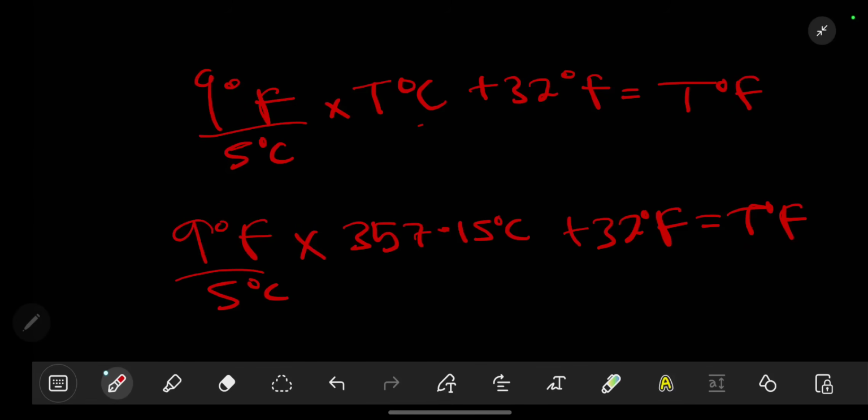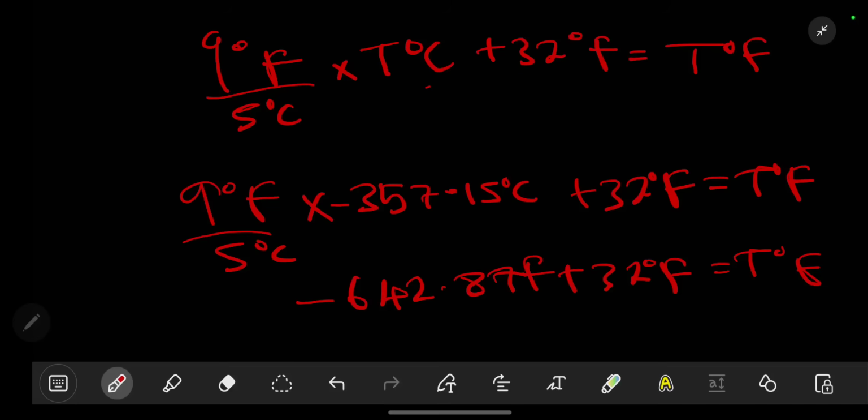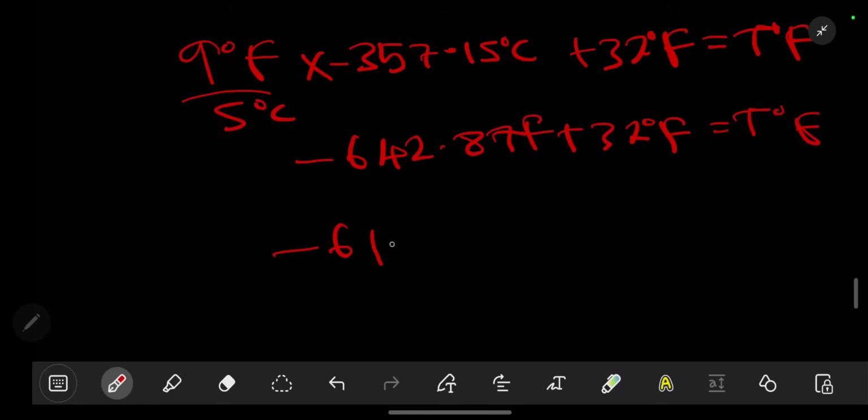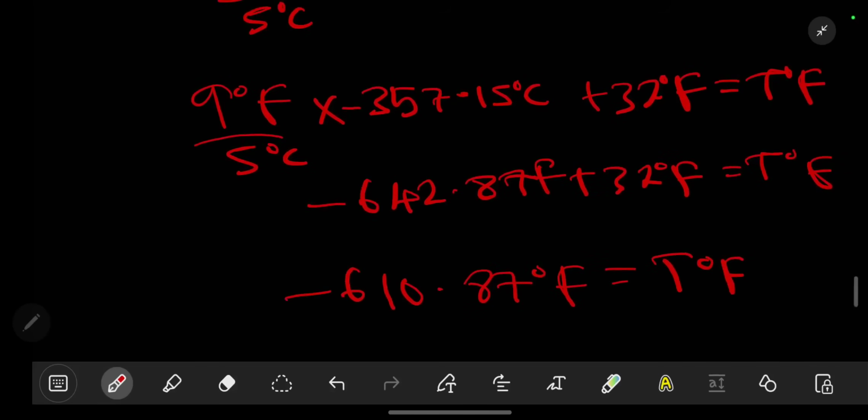We have 9 divided by 5, then we get that times 357.15. Remember, this value is negative. So we are going to have negative 642.87. Then we have plus our 32. So we have the temperature in degrees Fahrenheit, like that. When you get that value, you are still going to get the same value of negative 610.87 degrees Fahrenheit as the temperature in degrees Fahrenheit. Yeah, so that's the temperature in Fahrenheit, like that.